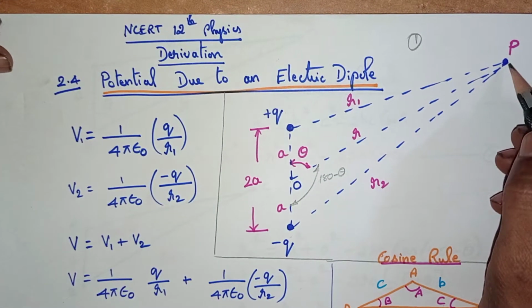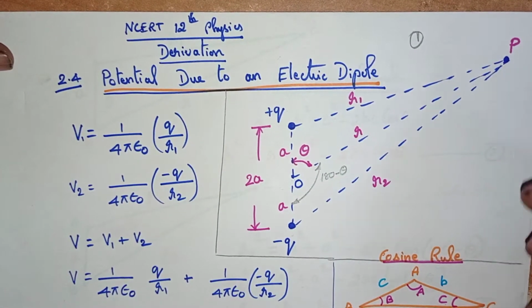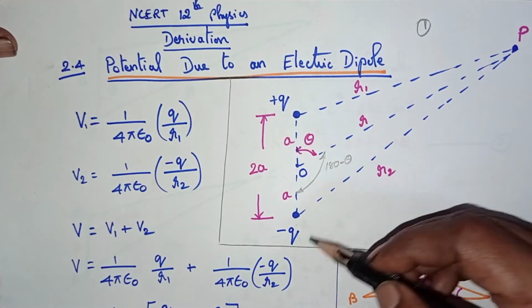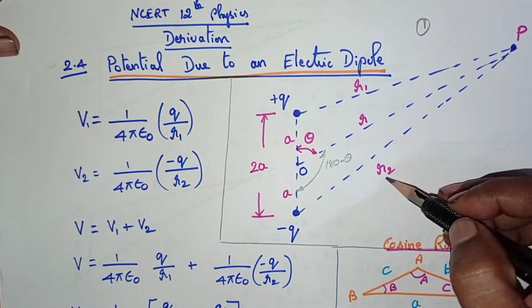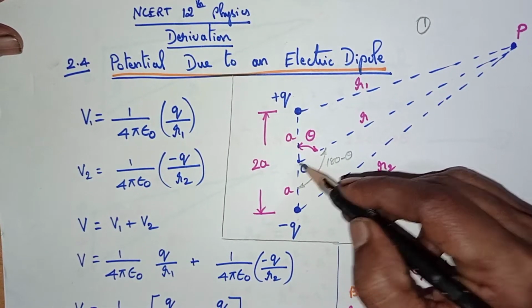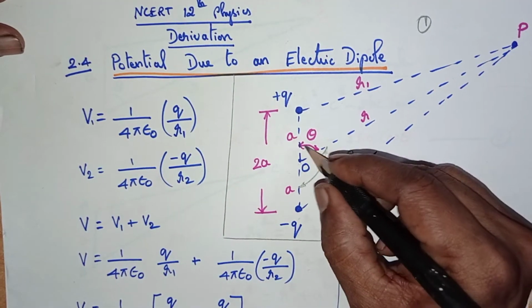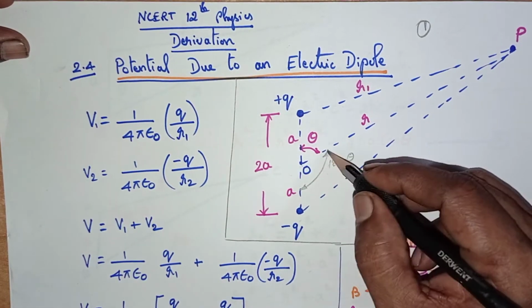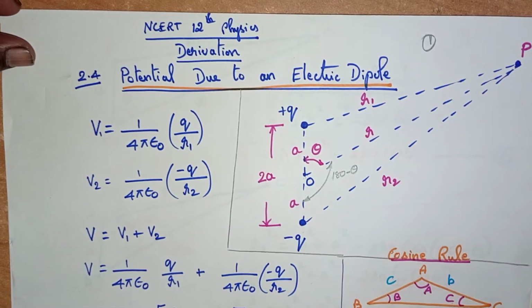We consider a point P. The distance from this charge to point P is r1, from minus q to P it is r2, and from the center of the dipole it is r. Now we consider this angle as theta, and from here to here it will be 180 minus theta.